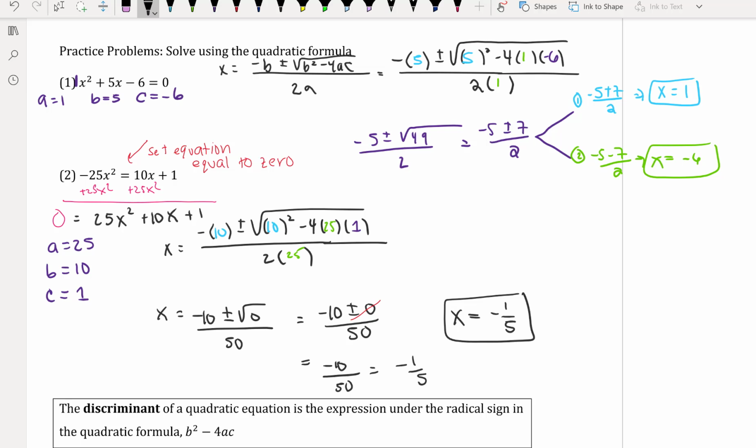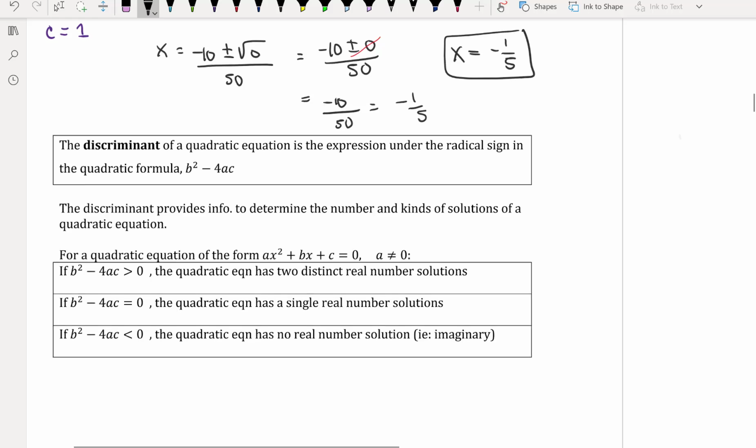So for the first example that we have here, we got two answers, but then in the second example, we only got one answer. You might be thinking, well, is that a coincidence? Do I know when I'm going to be getting one answer or two answers or no answers? And the response to that question, well, it will depend on the discriminant.